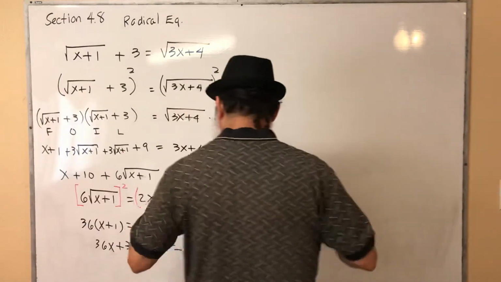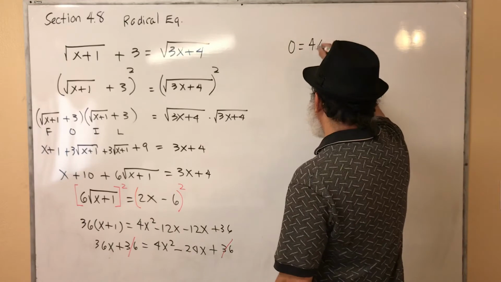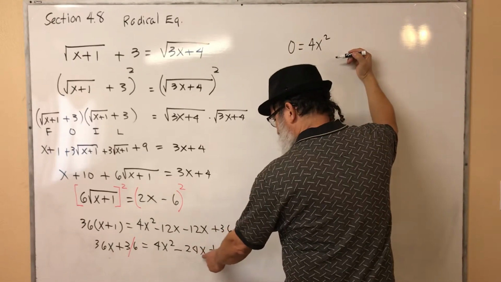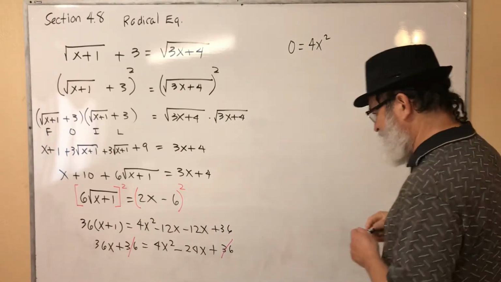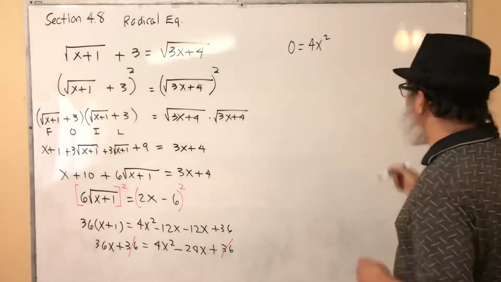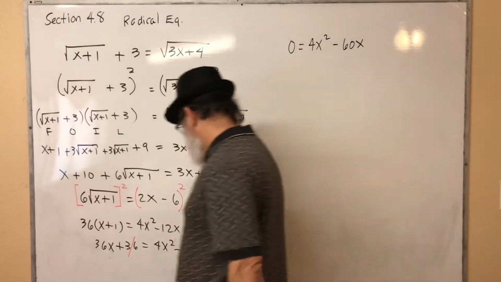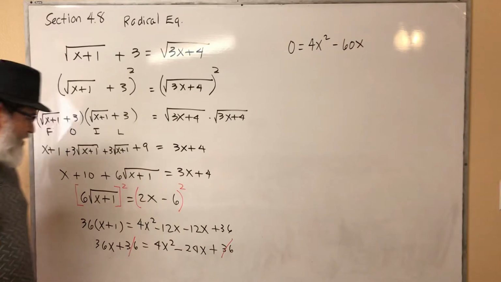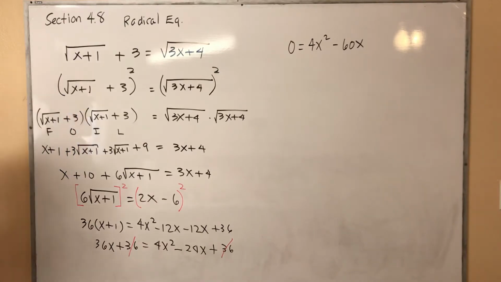And I'm going to bring this to the right. So 0 equals 4x squared. And what is negative 24x minus 36x? Okay, is that negative 60x? I think so. Bringing this to the right, negative 24x minus 36x is negative 60x, and that equals 0.